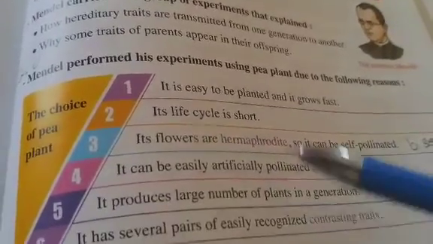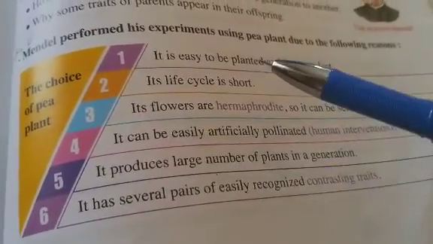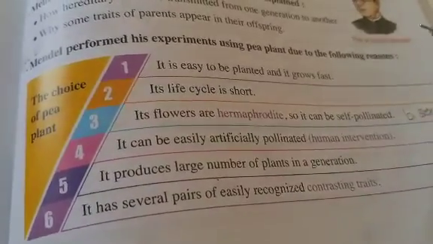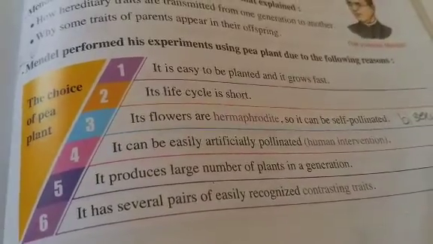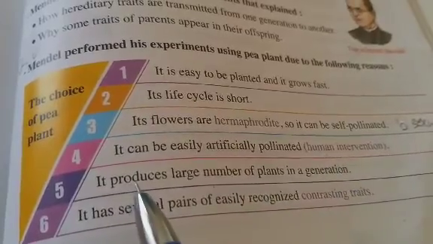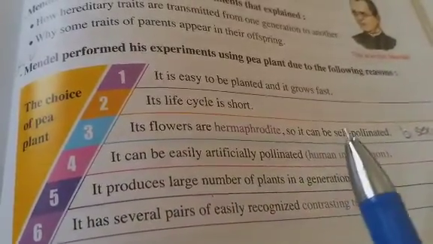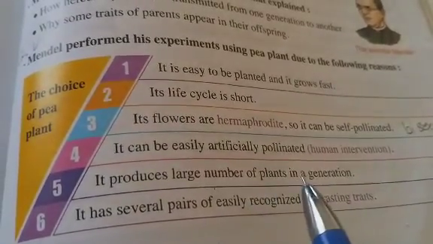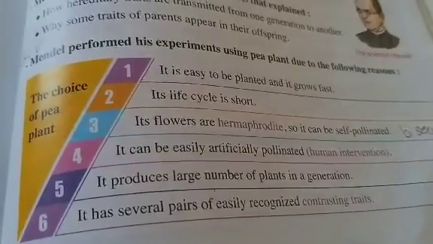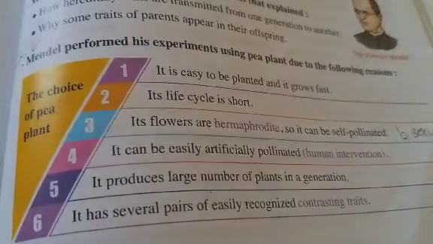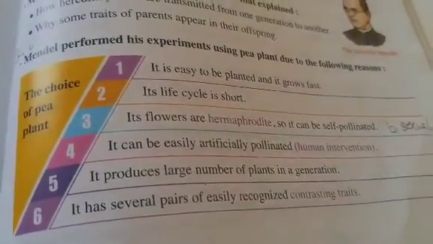So how many reasons are here to choose the pea plant? See, 6 reasons. Number 1, easy to be planted and it grows fast. Number 2, life cycle is short. 3, flowers are hermaphrodite, so it can be self-pollinated, and 4, it can be easily artificially pollinated. Number 5, produces a large number of plants in one generation. And the last one, it has several pairs of opposite characteristics, like red flower, white flower, long stem, short stem, green pod and yellow pod.